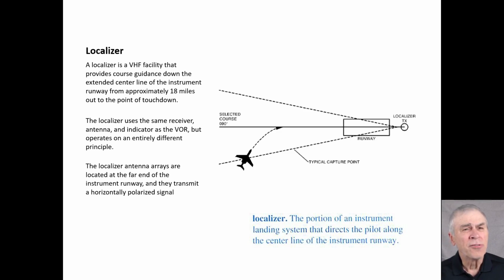The localizer does use the same receiver antenna and receiver as the VOR, and a lot of times you will see the VOR localizer antenna just referred to together. But they do operate on different principles. It just so happens they take the same space on the radio waves. Okay, I think that's all we need to know about that.